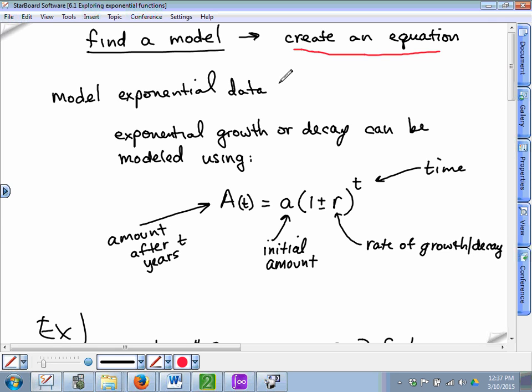Remember back in Unit 1, to find a model for a polynomial you had to type it into your list. Then you had to go to that regression, like quadratic regression or cubic regression. Does that sound familiar? And your calculator had to tell you what the model was. With exponentials, it's so much easier.